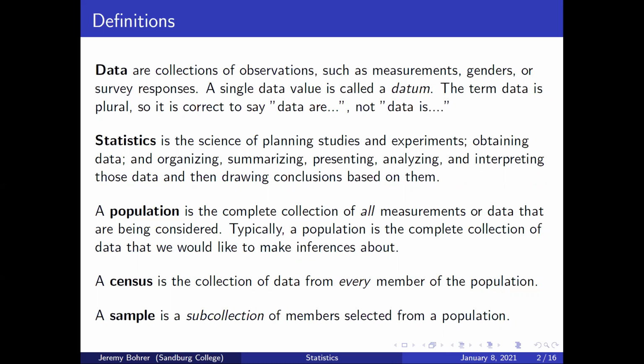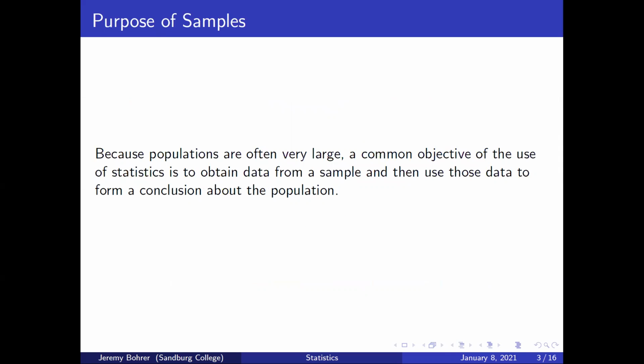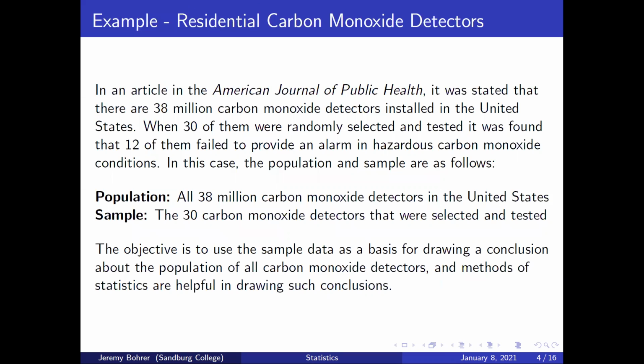A census is the collection of data from every member of the population, and a sample is a sub-collection of members selected from a population. Because populations are often very large, a common objective of the use of statistics is to obtain data from a sample and then use those data to form a conclusion about the population.